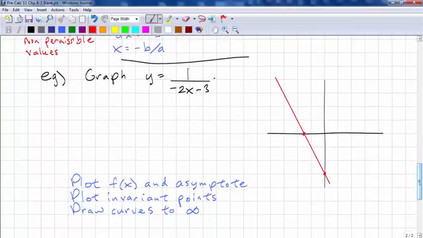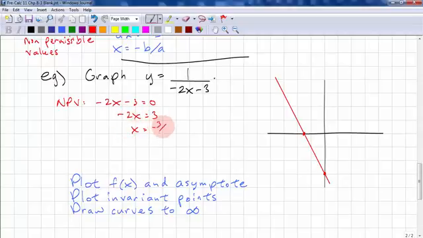Okay, so here's another example. We want to graph y is equal to 1 over negative 2x minus 3. Our non-permissible value: negative 2x minus 3 equals 0. Negative 2x equals 3. x equals negative 3 over 2. And again, you could have just used this formula. We would have had minus negative 3 over negative 2. And that becomes three negative signs. It's minus.